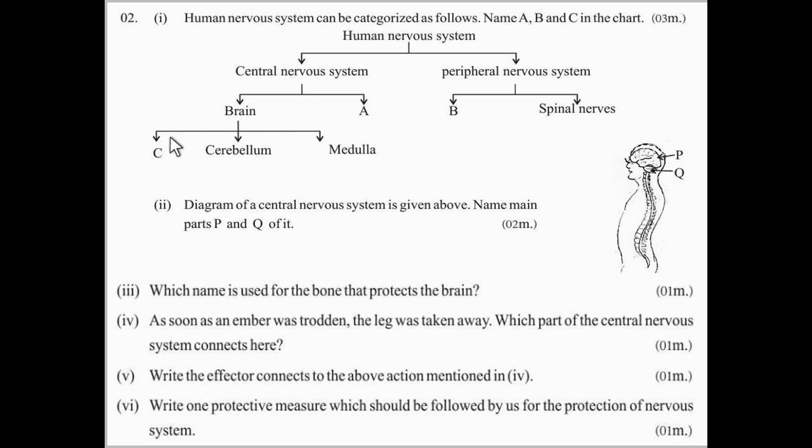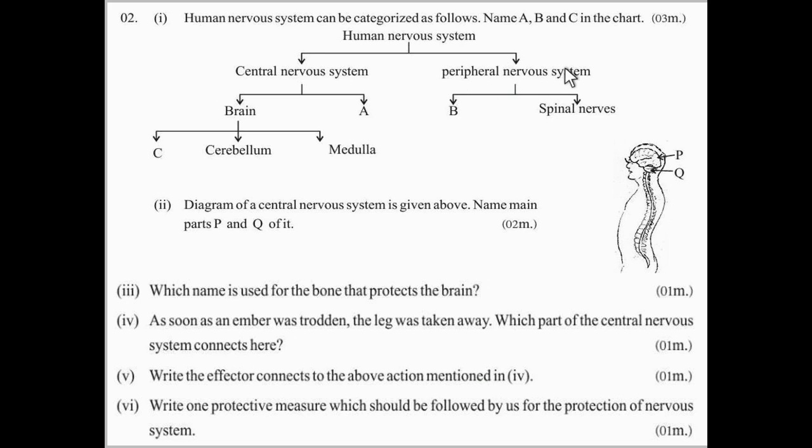The brain again can be divided into three parts. Cerebellum. Cerebellum is here, called Kuda Molaya. Medulla oblongata is also called that. Medulla is the lower part of the brain, and the most spacious part of the brain is cerebrum. C is cerebrum. C should be cerebrum.